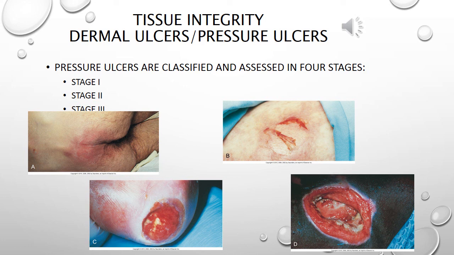A stage 3 ulcer presents with a full thickness tissue loss. Subcutaneous fat may be visible, but bone, tendon, or muscle is not exposed. Slough may be present, but does not obscure the depth of tissue loss. Stage 4 ulcers involve full thickness tissue loss with exposed bone, tendon, or muscle. Slough or eschar may be present on some part of the wound bed and often include undermining and tunneling.